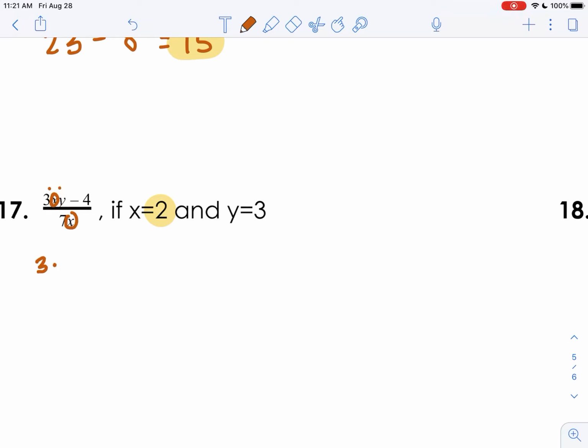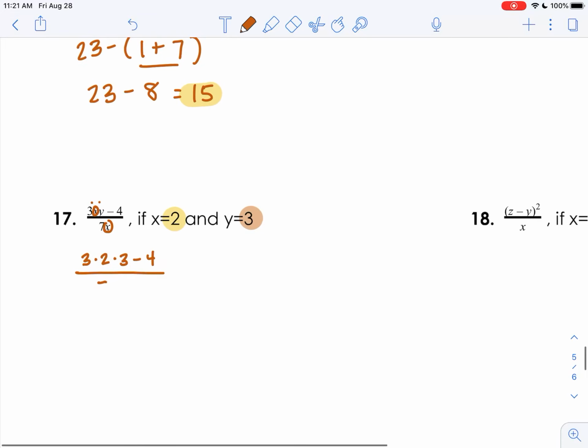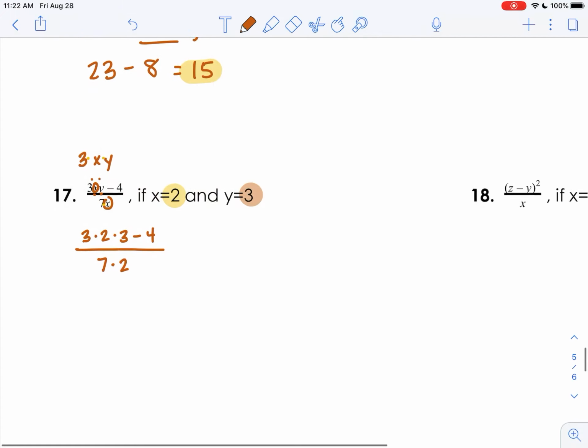So 3 times 2. And then I'll go ahead and plug in y as well. Y equals 3. So times y is going to be 3 minus 4 all over 7 times x, which is 2. So I just plugged in 2 for x here and the 3 for y here. And you just want to remember, if I have 3xy, I'm not making a number of 300 something. I am multiplying each of these together. And same with the 7x. It's 7 times x. So I need to put multiplication symbols in when I rewrite it.